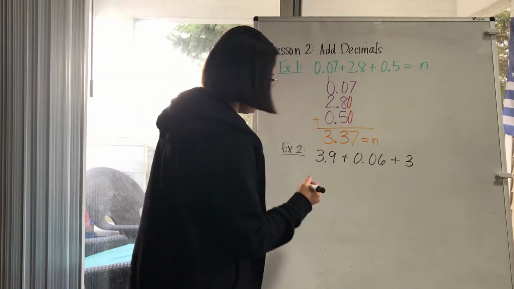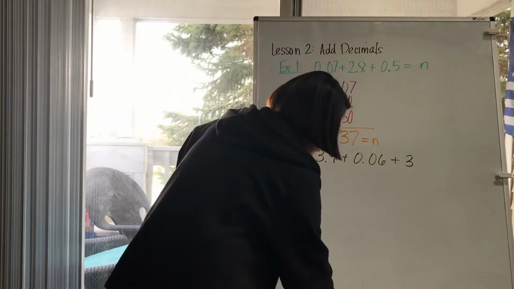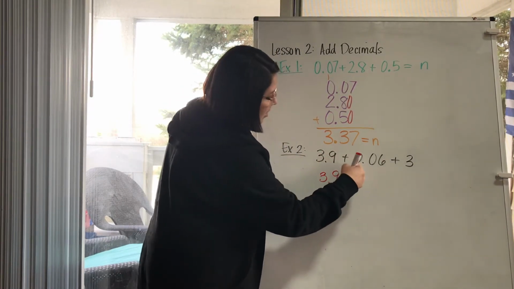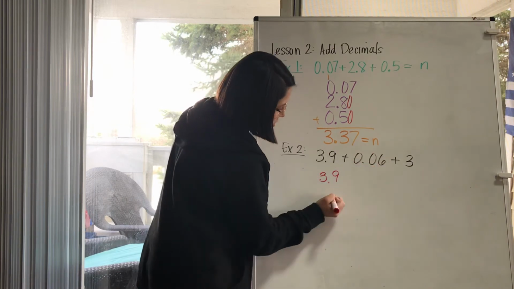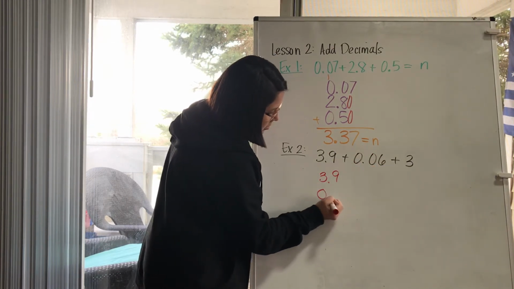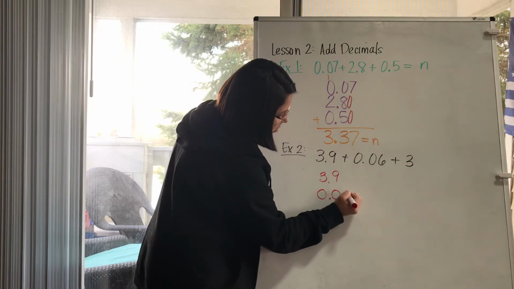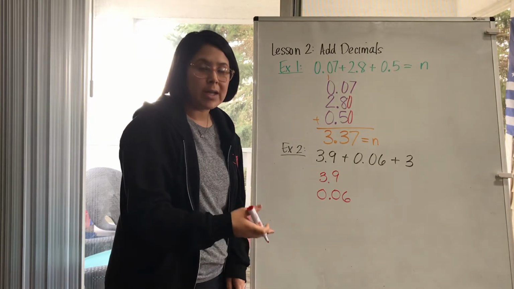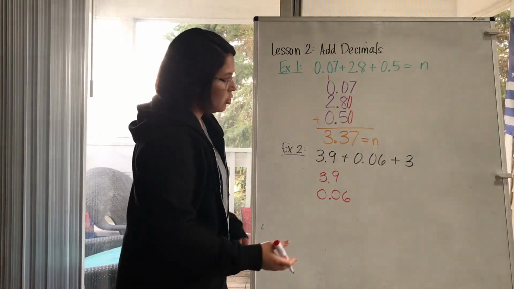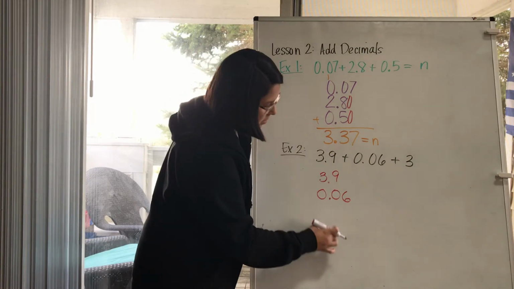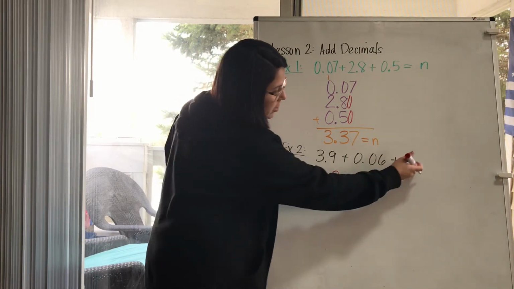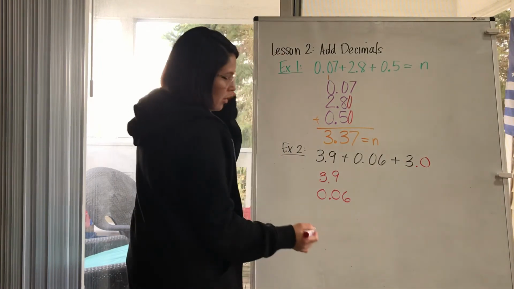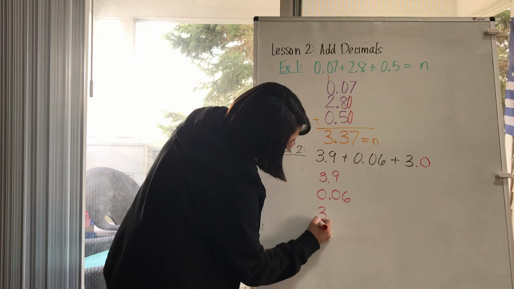Okay. Let's align our decimals. 3.9, align our digits. 0.06. So remember, my point's right here. Right here, 0.06. And then 3. 3 is a whole number. It doesn't have anything else with that. So my whole numbers, don't forget, are on this side. There's no decimal after that, so that's really saying 3.0. Okay, so let's put my 3.